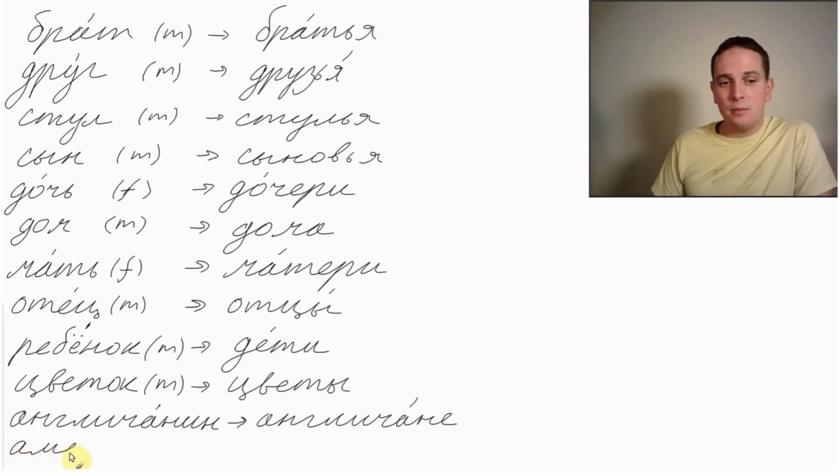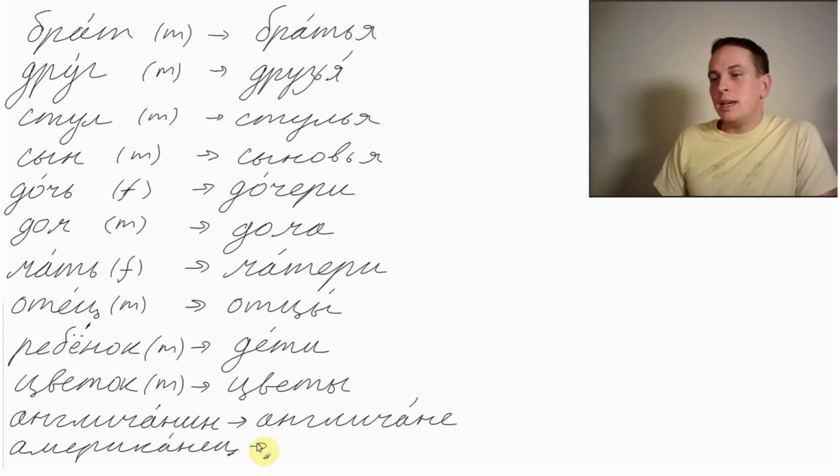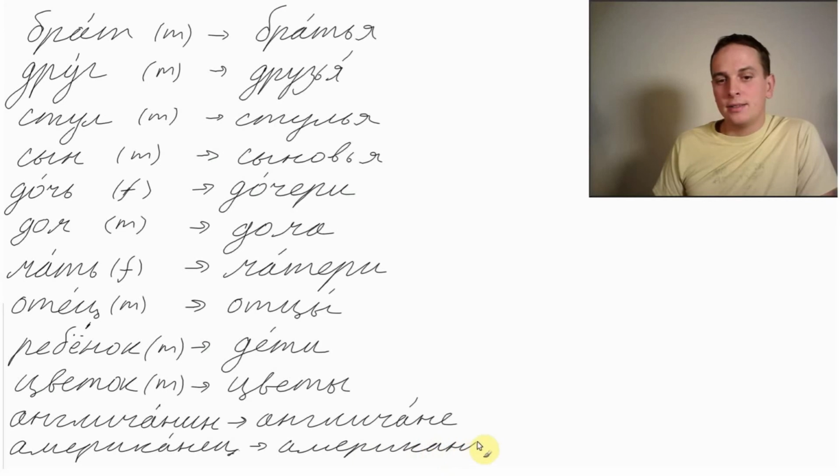And for American, американец. А, ме, ри, ка, нец. Американец, with ц, with the emphasis on а. And the plural would be американцы. А, ме, ри, кан, цы. Американец, американцы.